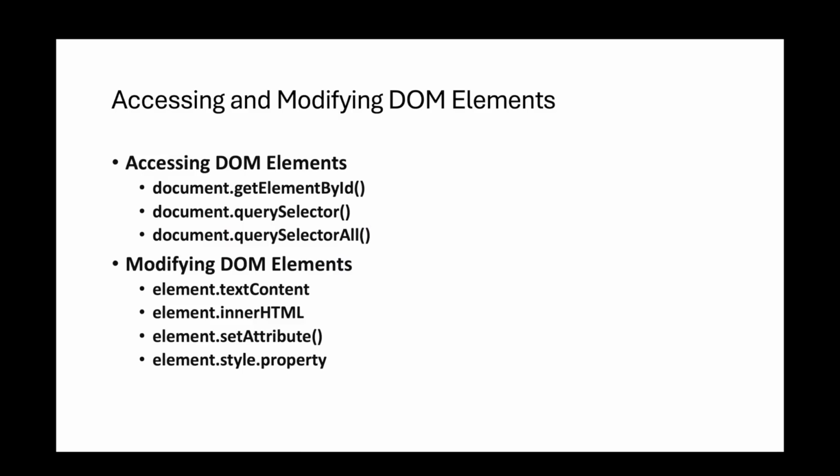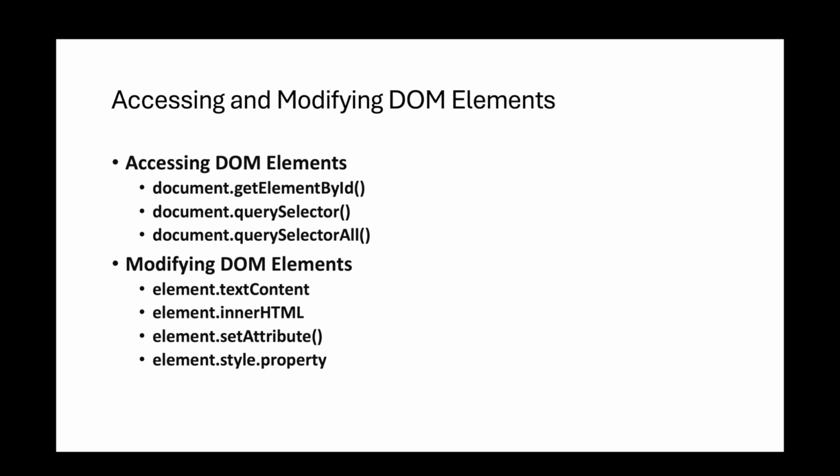Accessing and modifying DOM elements. Accessing DOM elements. JavaScript provides various methods for accessing DOM elements, including document.getElementById, which returns the element with the specified id attribute. Document.querySelector returns the first element that matches a specified CSS selector. Document.querySelectorAll returns a node list containing all elements that match a specified CSS selector.